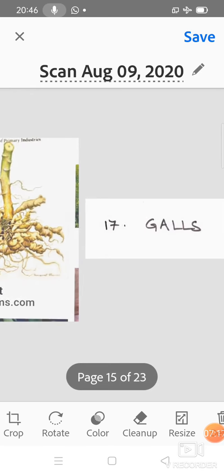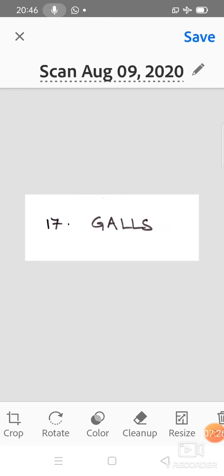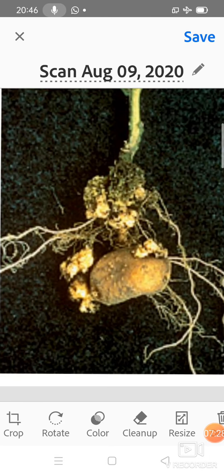Next symptom is galls. Galls are swelling of external tissue of plants. Here we can see galls. These galls can appear anywhere, on the fruits, on the stem, on the roots. So there is swelling of external tissue of plants, and round, elongated and irregular malformations are formed.